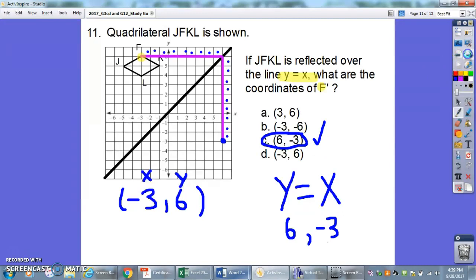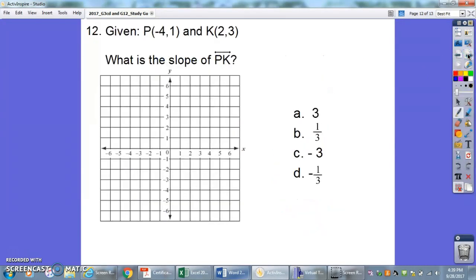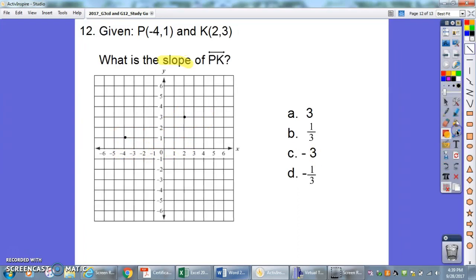Alright, now we're in the last question. So this is a slope question, so on your test you will have some spiral questions, and slope and midpoint, those are going to be on there. So I like to make sure that I highlight the question being asked. So it's just plain slope. Alright, on my graph paper I am going to graph my 2 points, -4, 1, and 2, 3. Alright, and then with my ruler I'm going to draw a straight line.